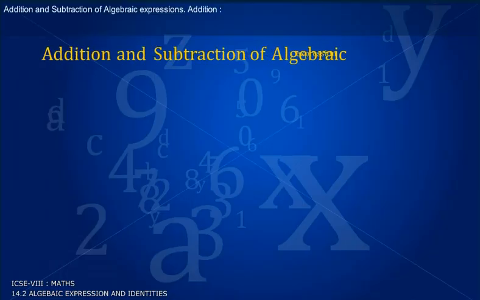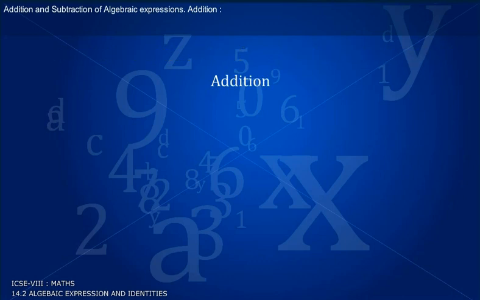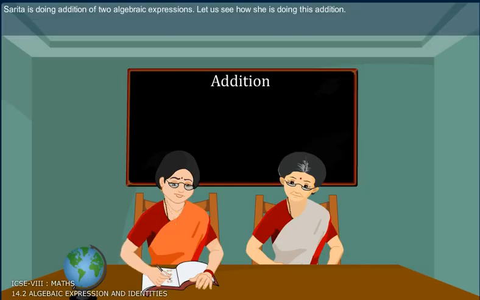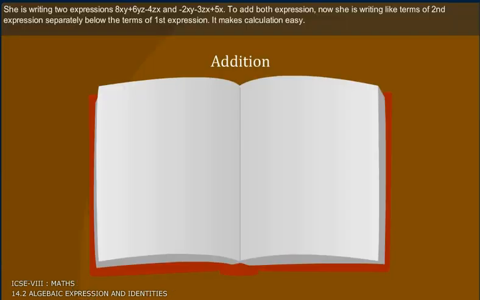Addition and subtraction of algebraic expressions. First, addition. Sarita is doing addition of two algebraic expressions. Let us see how she is doing this addition. She is writing two expressions: 8xy plus 6yz minus 4zx and minus 2xy minus 3zx plus 5x.